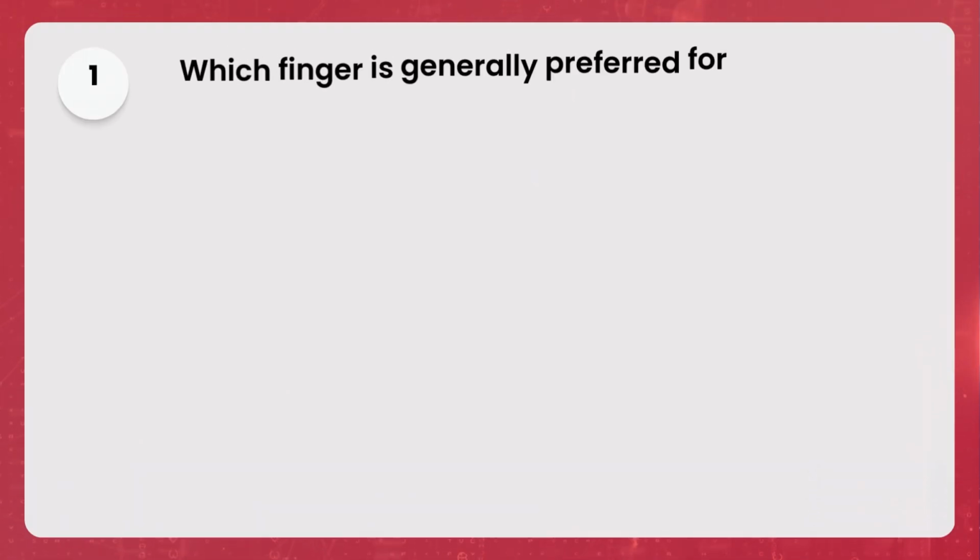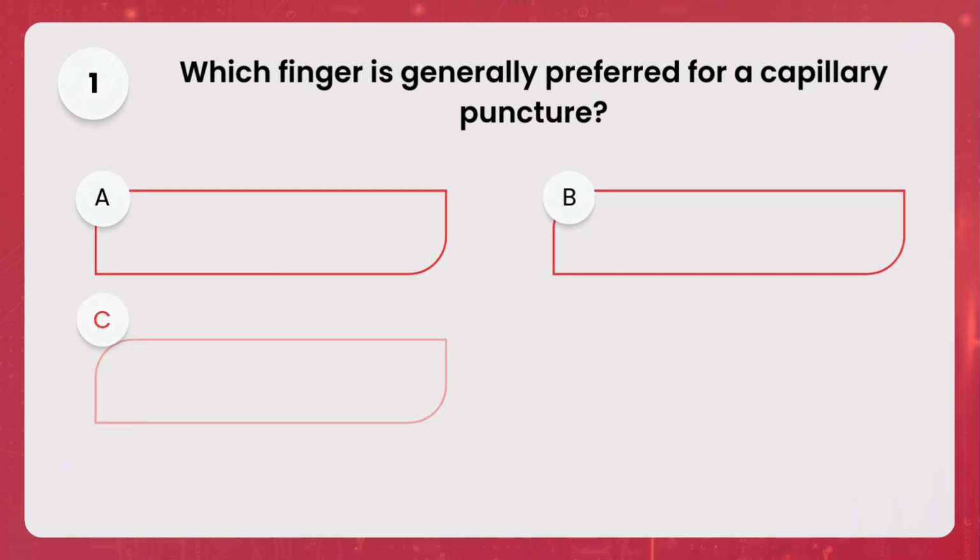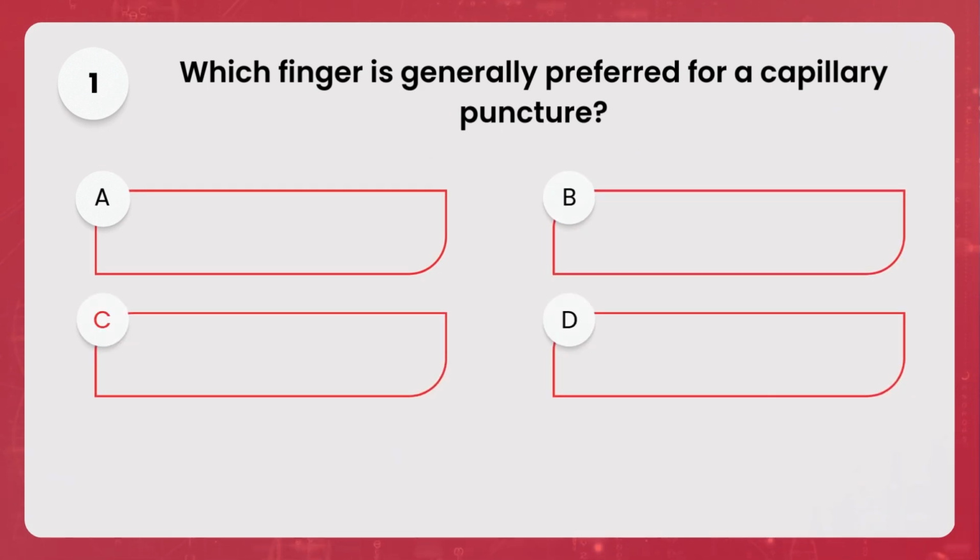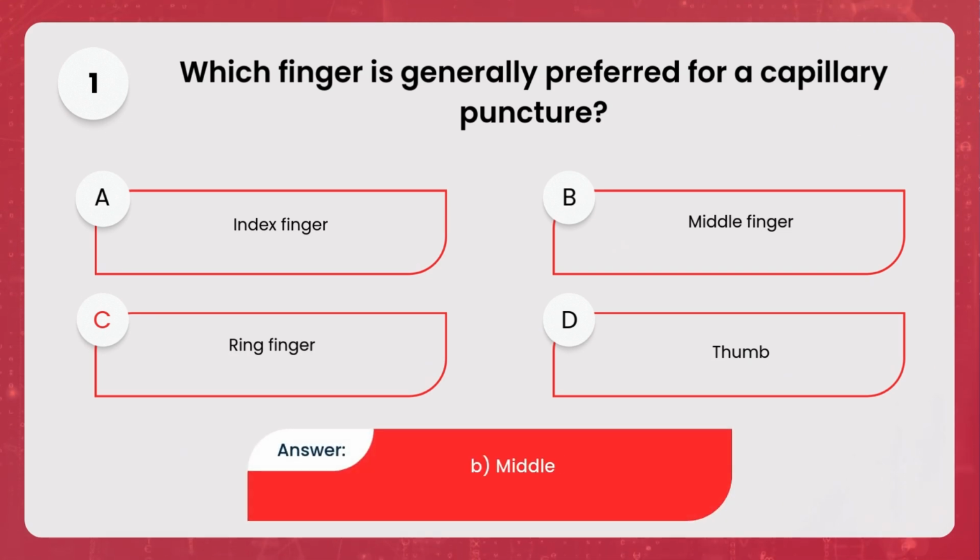Number 1. Which finger is generally preferred for a capillary puncture? A. Index finger, B. Middle finger, C. Ring finger, or D. Thumb? The answer is B. Middle finger.